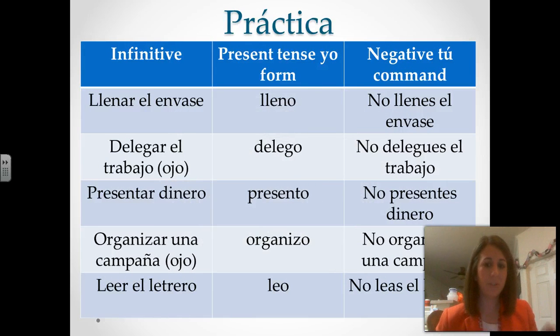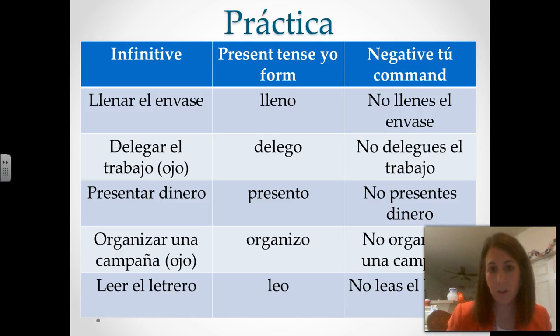Alright, so I had you go through step by step, and you've got llenar el envase, so the present tense form is lleno, so it's going to be our opposite ending, so it's going to be no llenes el envase. Delegar, again, we're still going to follow our car-gar-zar rules. So for delegar, we're going to have no delegues el trabajo. Presentar, no presentes dinero. Again, organizar, car-gar-zar, no organices una campaña. And leer, leo, no leas el letrero. So those are your practice problems.